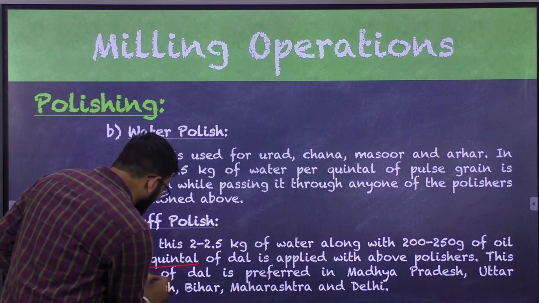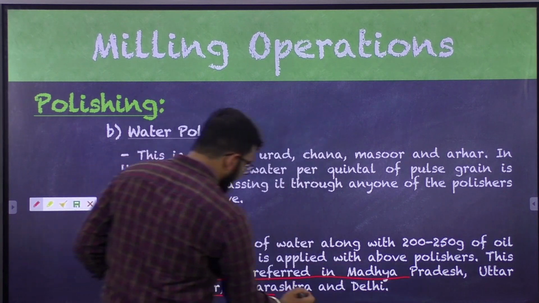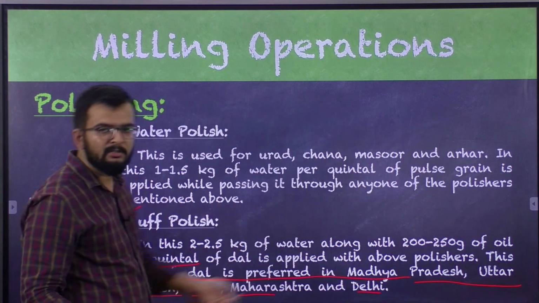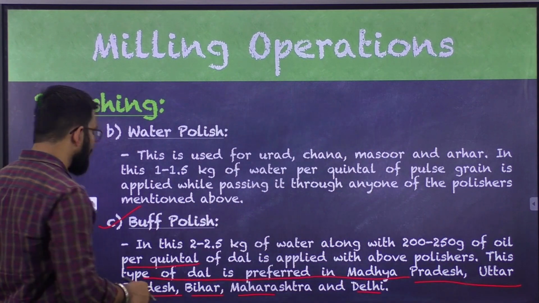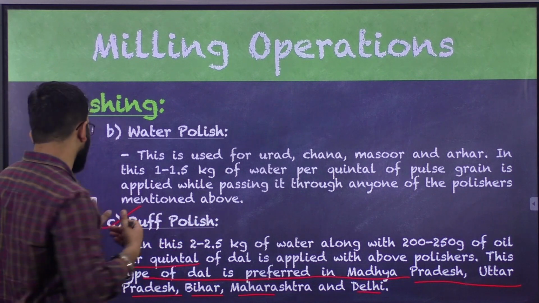This type of dal is preferred in Madhya Pradesh, Uttar Pradesh, Bihar, Maharashtra and Delhi. So this type of polishing is done in these particular states. Okay, although it is not restricted to these particular states, it is more common in these states.